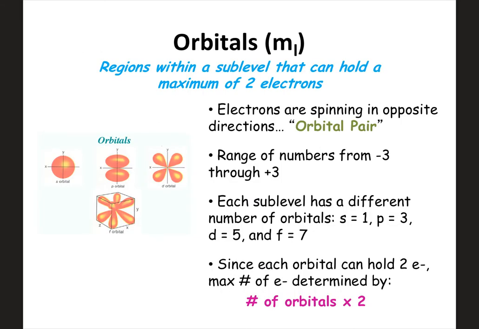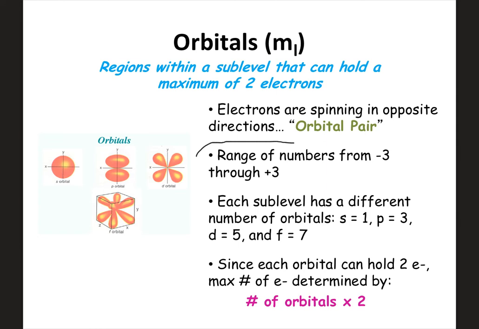We've already gone through the first two quantum numbers, so now we're at orbitals here. Orbitals are regions within a sublevel that can hold at most 2 electrons. So if you remember here, an energy level was an area outside of the nucleus where you're likely to find electrons. Sublevels were inside energy levels, and now orbitals are areas in a sublevel where you can have at most 2 electrons. Okay, so these electrons are in what we call an orbital pair. They're spinning in opposite directions. We'll talk about this more in a little bit.